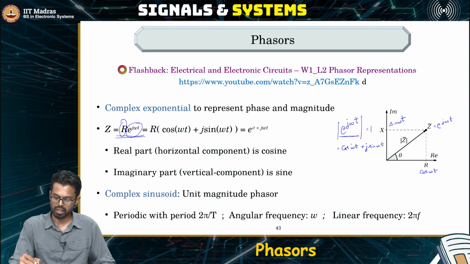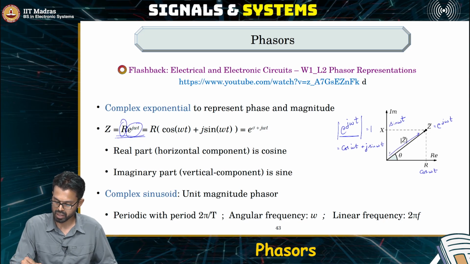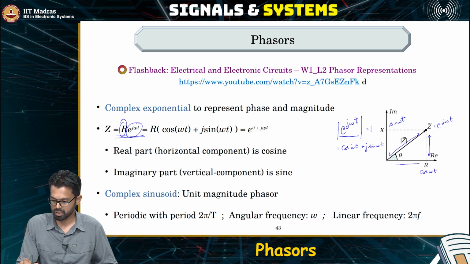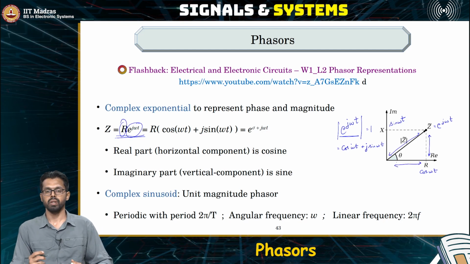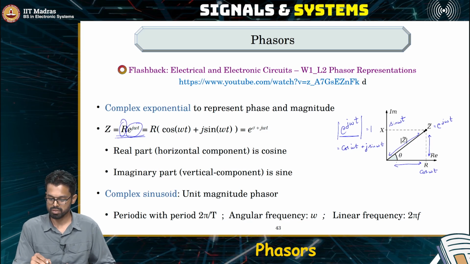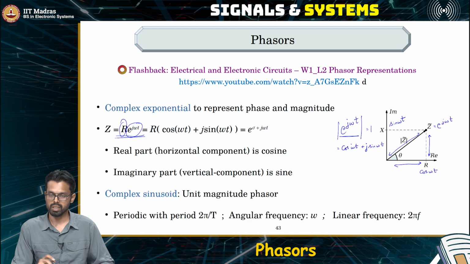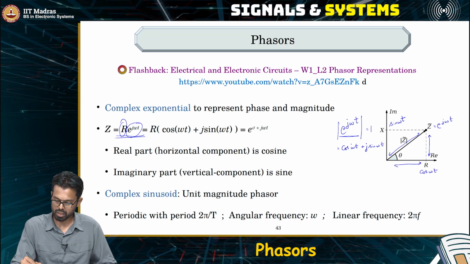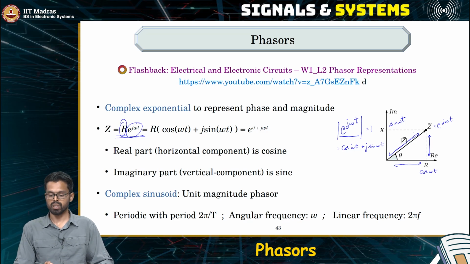sine, and the length of this line can be given by this Pythagoras theorem. Length of this line is sin omega t, the length of this line is cos omega t. Obviously the length of the hypotenuse is square root of cos square plus sine square, which is essentially 1 all the time. So this is 1. So this magnitude is always 1.